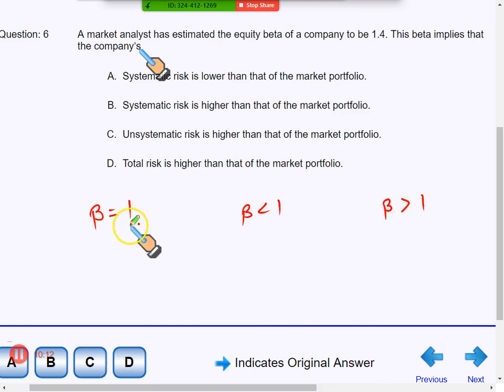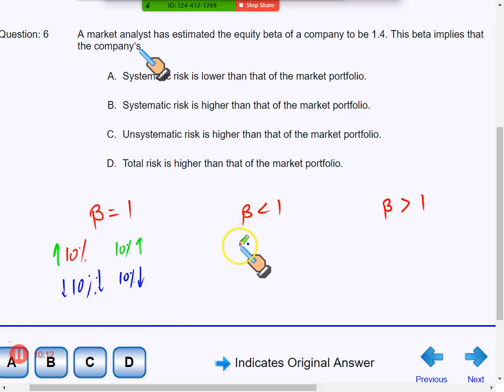Beta 1 means the specific company's shares return are closely correlated with the market. If the market goes up by 10%, the return on this specific asset goes up by 10% as well. If the market goes down by 10%, the return on your specific share will go down by 10% as well. That is exactly in line with the market.